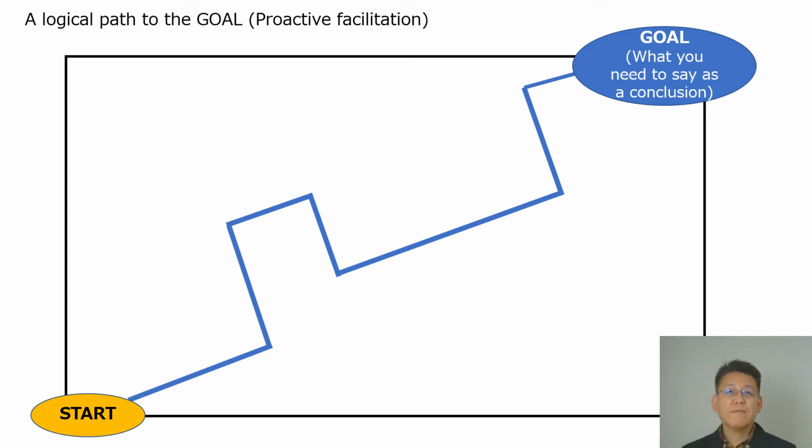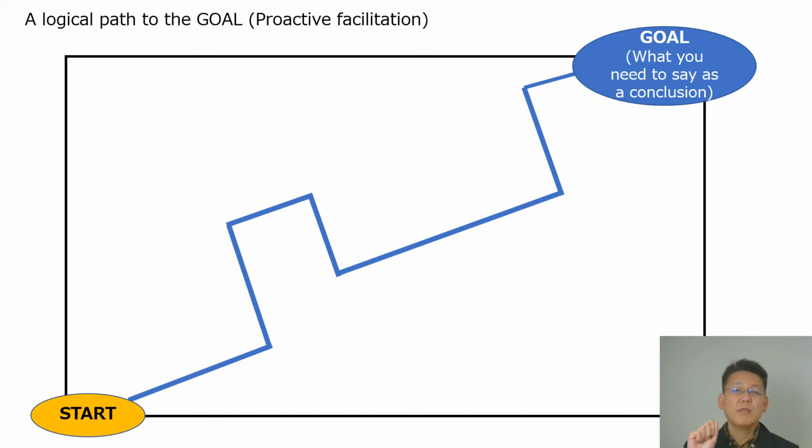The right or effective goal-oriented facilitator always sets up the goal. They define or clarify what they need to say as a conclusion first. You do not necessarily have to have the conclusion itself, but you have to understand clearly what to say. So in order to say that conclusion, you need to draw a right path, or you can say a logical path: what to discuss, what kind of information and opinions you will need, and then next, what you need.